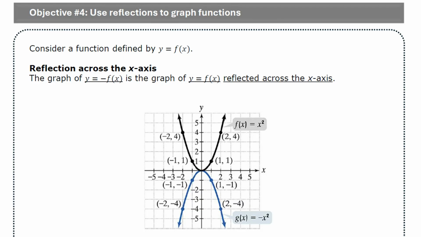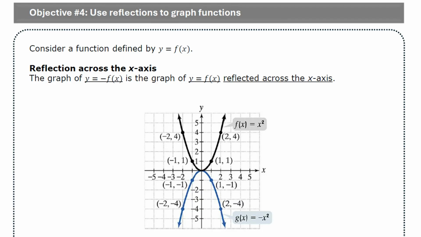Okay, so here we have the equation f of x equals x squared. When we apply the negative outside of our function, negative x squared, we see here that all values are reflected across the x-axis. Okay, so it changes our y coordinate.